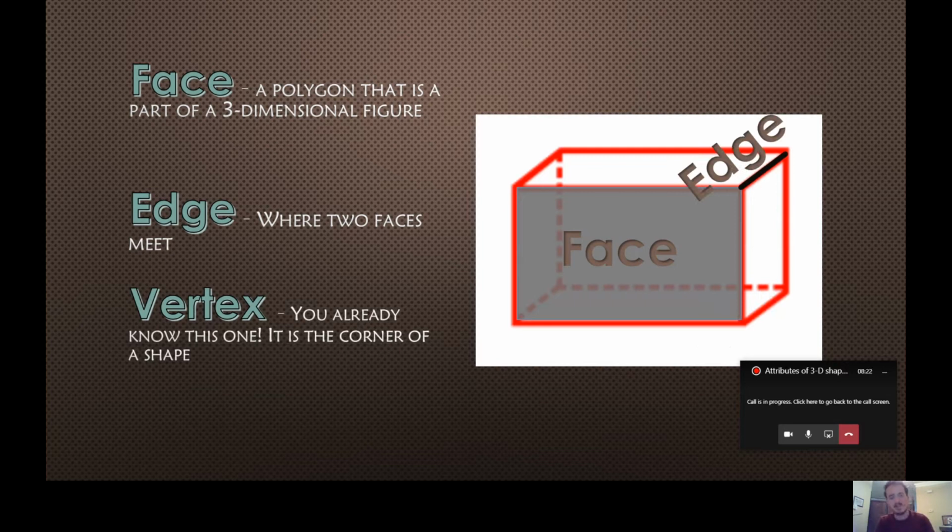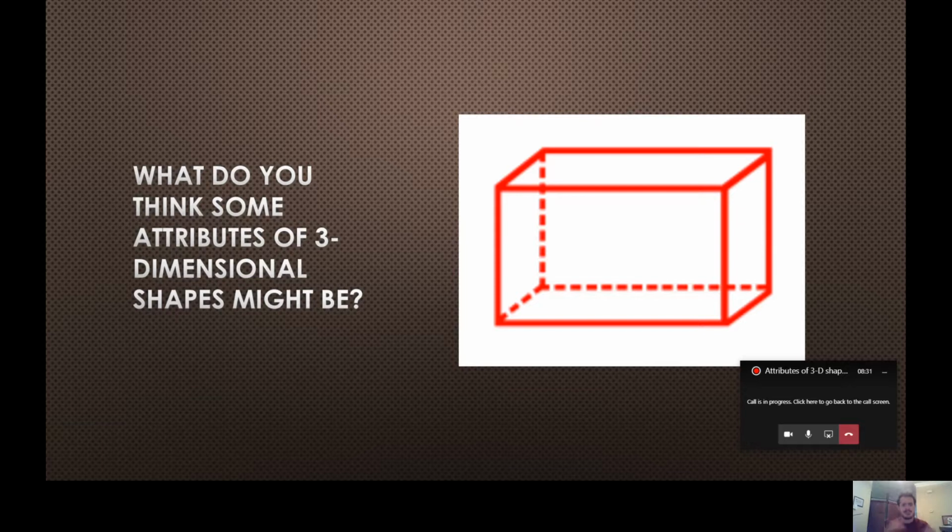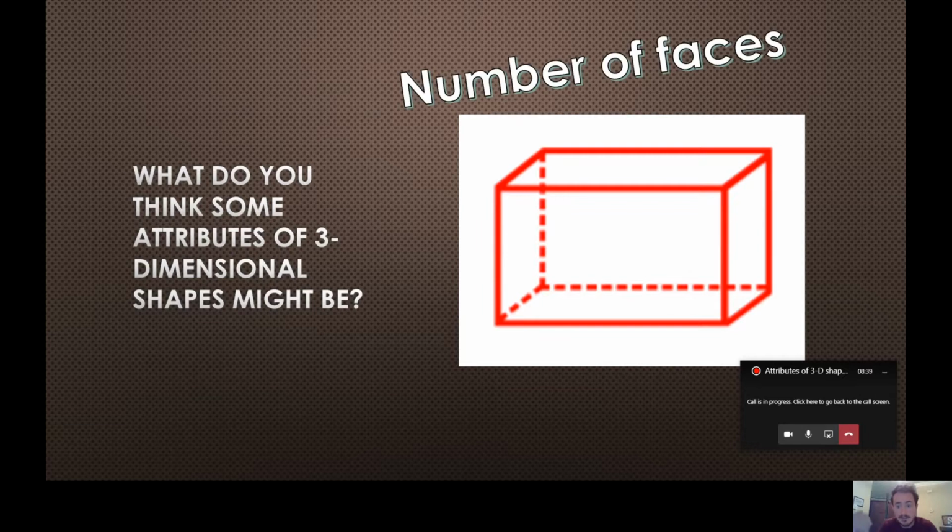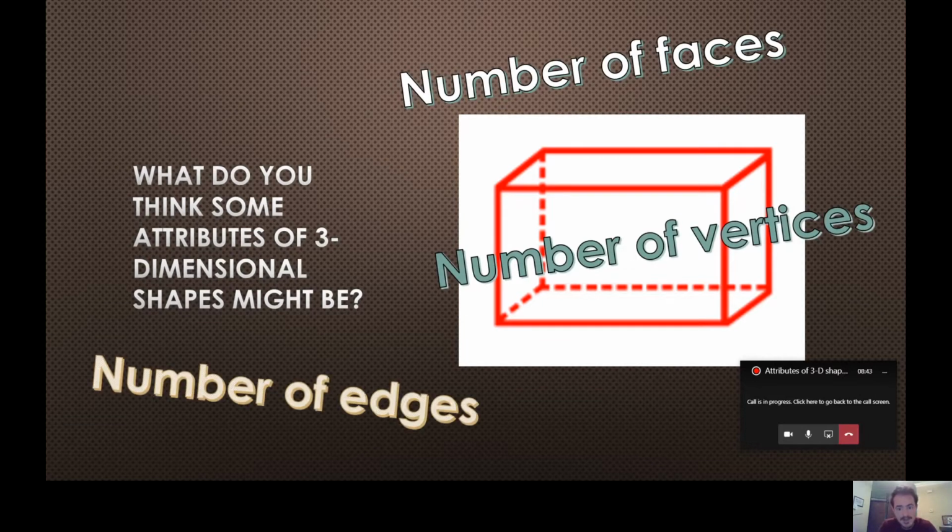And a vertex. You already know what a vertex is. It's the corner of a shape. So the really sharp part on this cube that I'm holding would be the vertex. All right, that was just a refresher. So what do you think some attributes of three-dimensional shapes might be? Well, probably the number of faces, the number of vertices, and the number of edges. So let's start with those 3 attributes.